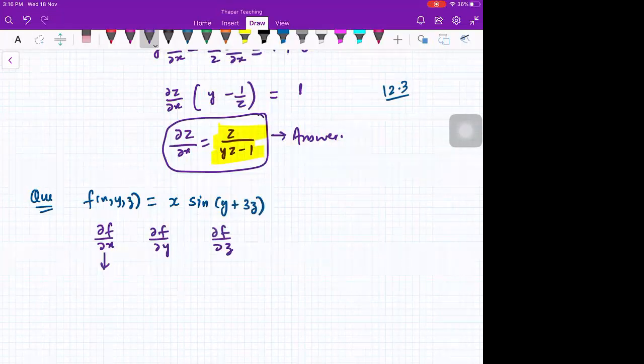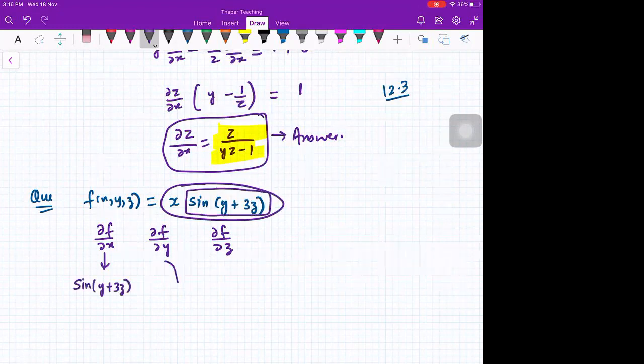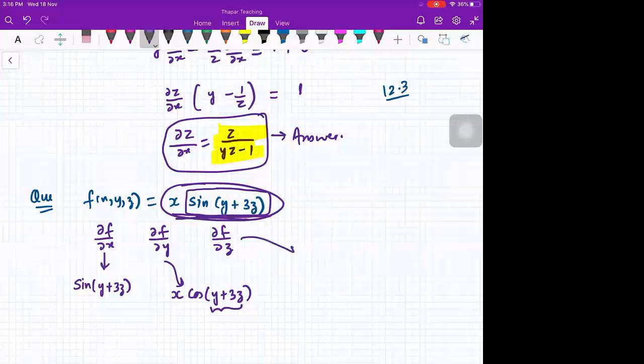So what will be curly f by curly x? When you differentiate with respect to x, you will treat y and z as constants. So this will be sine of y plus 3z. For curly f by curly y, you will treat x as a constant, so this will be x cos of y plus 3z into the derivative of y plus 3z by the chain rule, that is 1. When you differentiate with respect to z, you will keep x as a constant. So you have x cos of y plus 3z into the derivative of this, that will be 3. Is that okay?